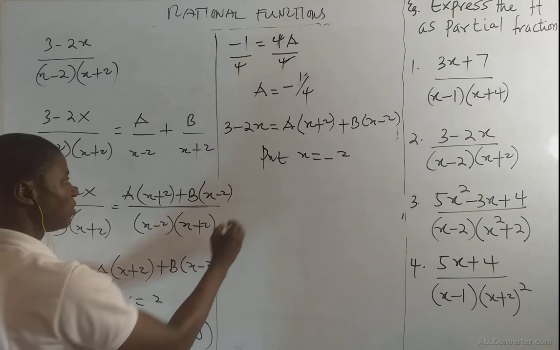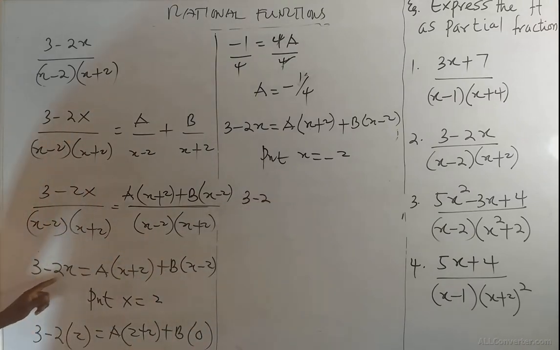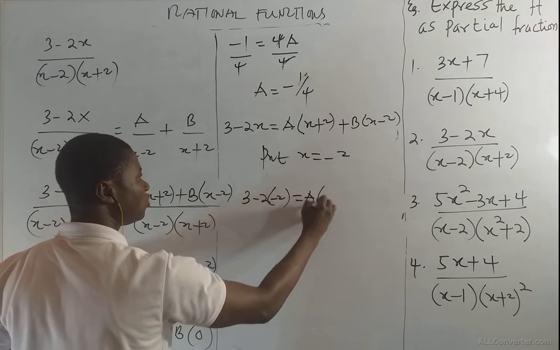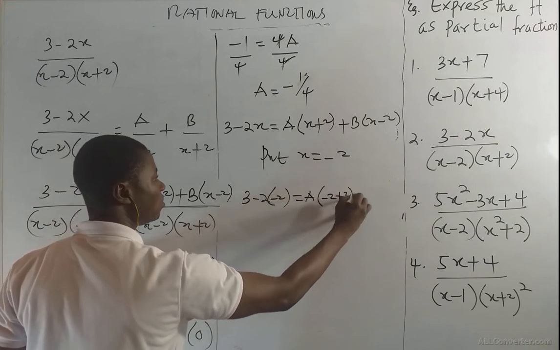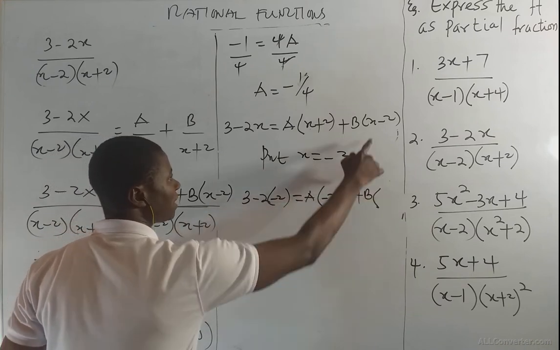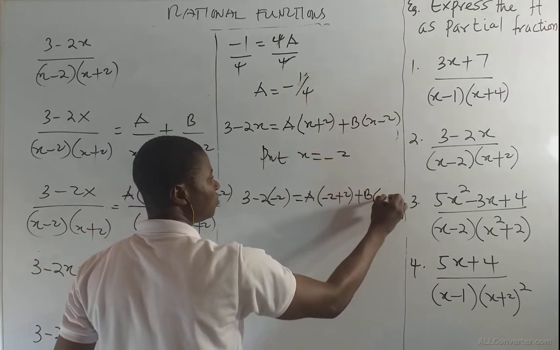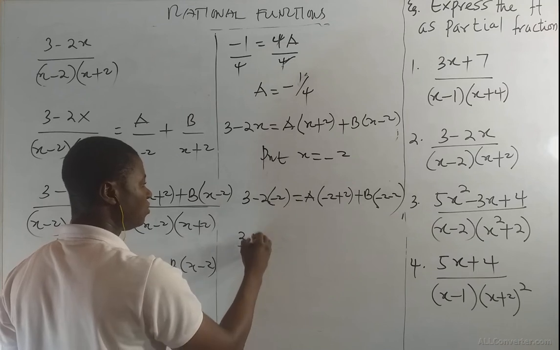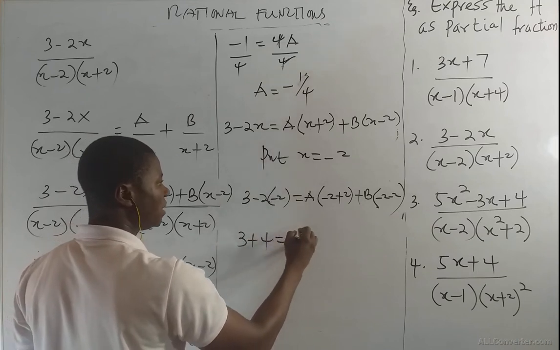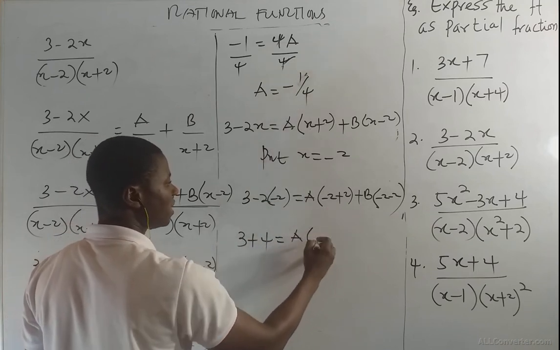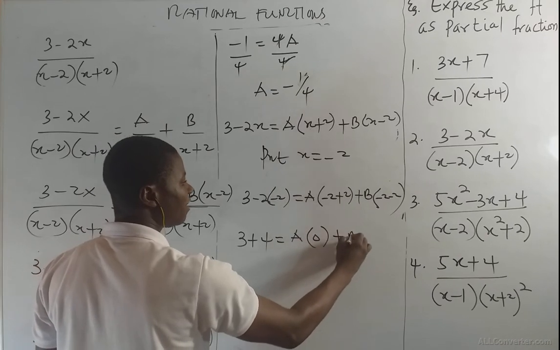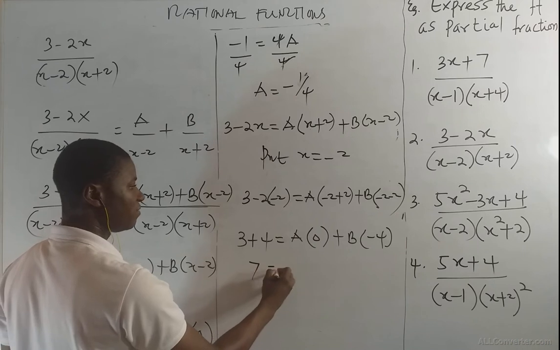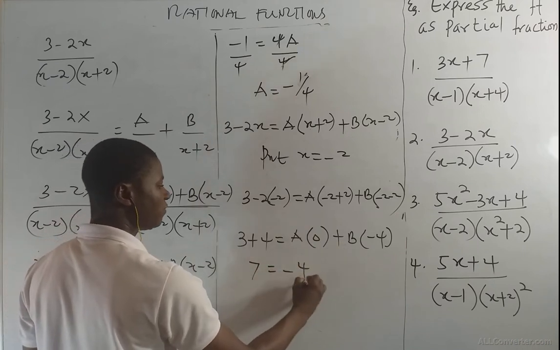In doing that, you are going to have 3 minus 2 times x, and that is minus 2, equals a into bracket minus 2 plus 2, then plus b into bracket minus 2 minus 2 minus 2. Okay, so this should be 3 minus 2 times minus 2, which will be plus 4, and this will be a times minus 2 plus 2, which will be 0. Then we have b times minus 2 minus 2, which is minus 4. So we are going to have 7 equals, a is gone, then this is minus 4b.